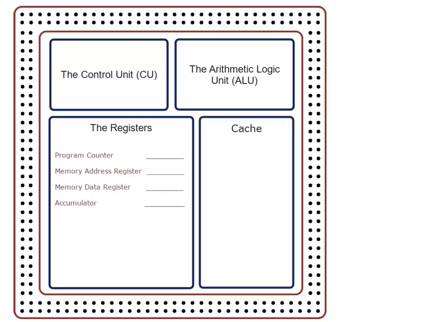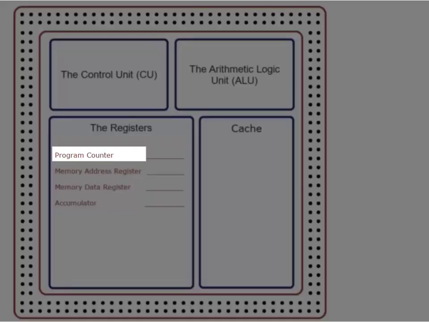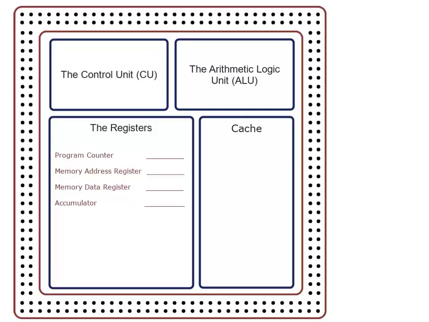Next, we need to list some of the key registers that are involved in the Fetch-Decode-Execute cycle. They are the program counter, the memory address register, the memory data register, and the accumulator. Then we'll add some lines of code and data to the cache. Each line of code or piece of data is stored at a specific address.